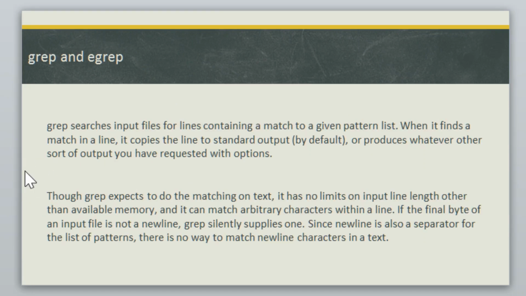So let's talk about grep and egrep. Grep searches input files for lines containing a match to a given pattern list. When it finds a match in a line, it copies the line to standard output by default, or produces whatever other sort of output you have requested with options. Though grep expects to do the matching on text, it has no limits on input line length other than available memory, and it can match arbitrary characters within a line. If the final byte of an input file is not a newline, grep silently supplies one. Since newline is also a separator for the list of patterns, there is no way to match newline characters in a text. So I can demo that for you real quick.